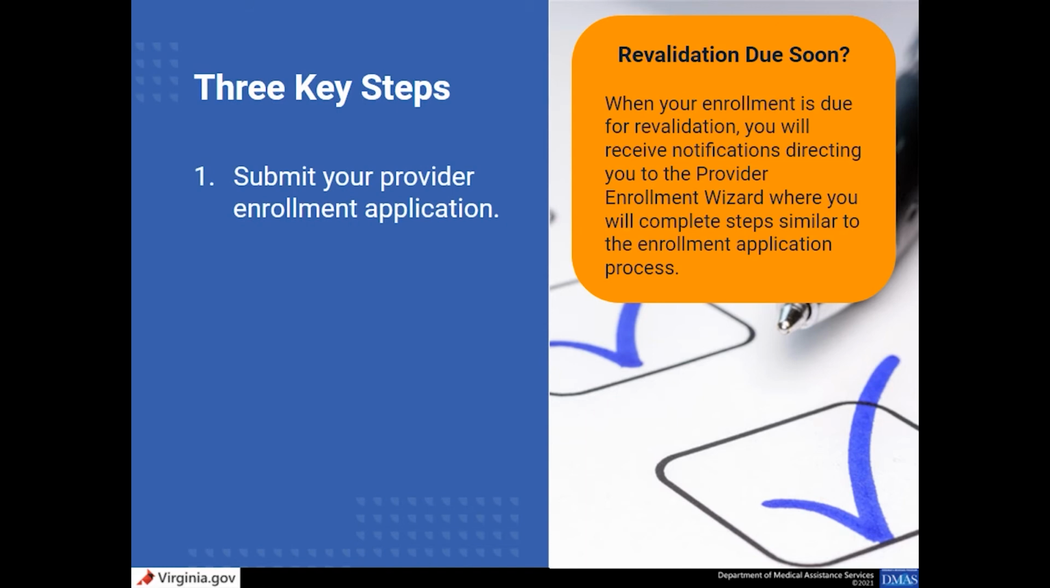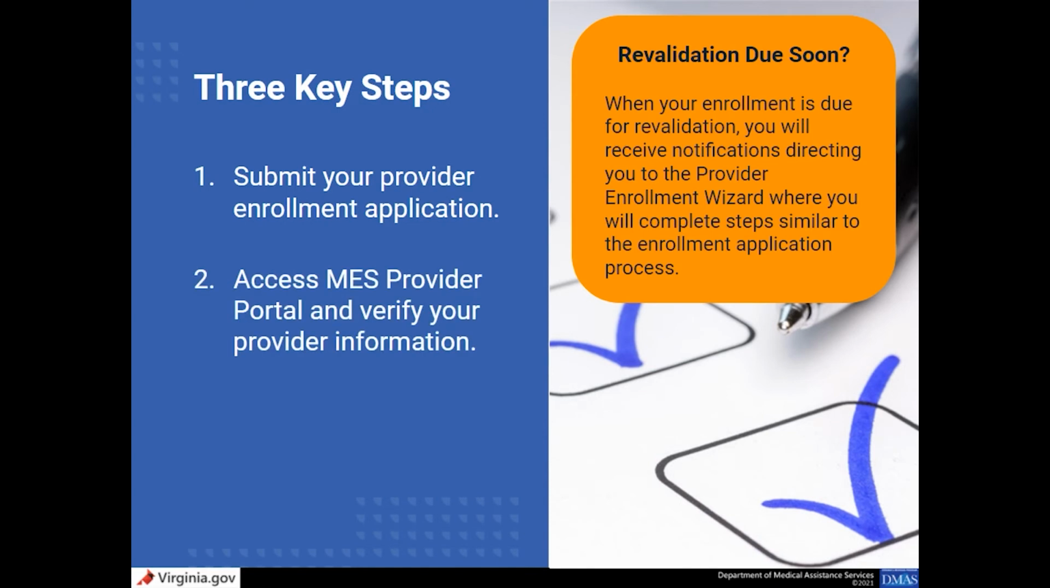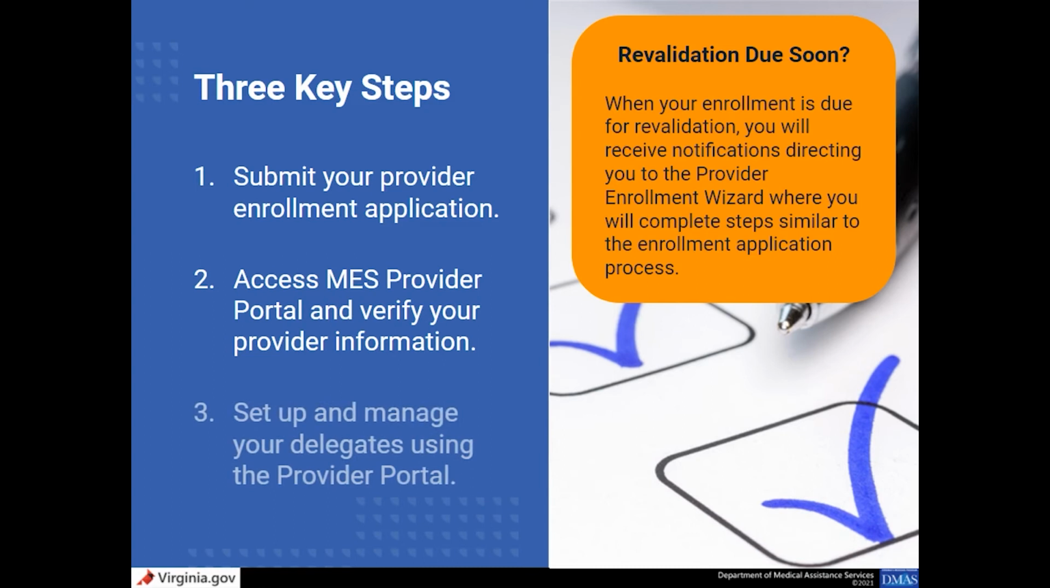First, you'll need to enroll as a Virginia Medicaid provider if you are not already enrolled, or if you need to add a service location. Next, you'll need to access the MES Provider Portal. Then you'll need to set up all delegates who will perform tasks in the portal on the provider's behalf. It's that simple.